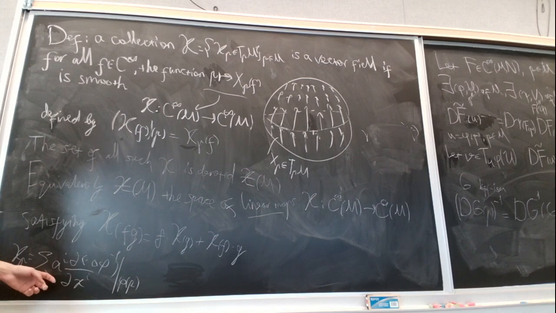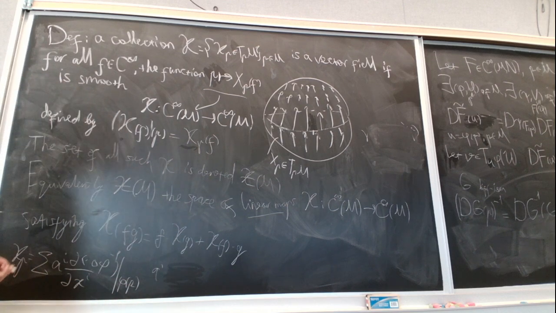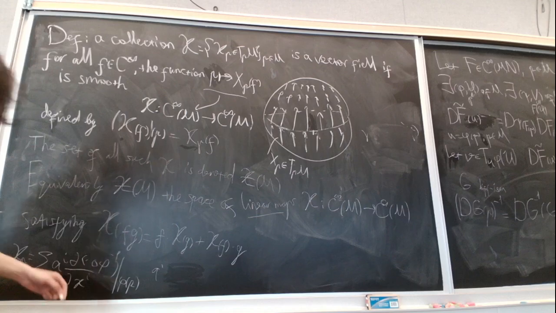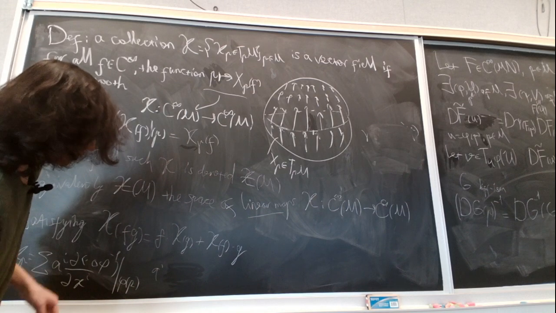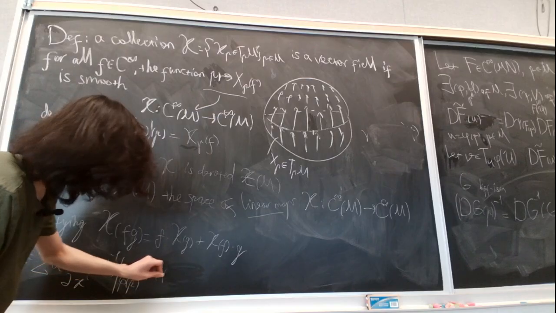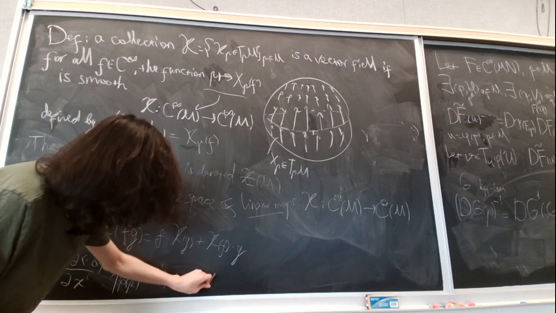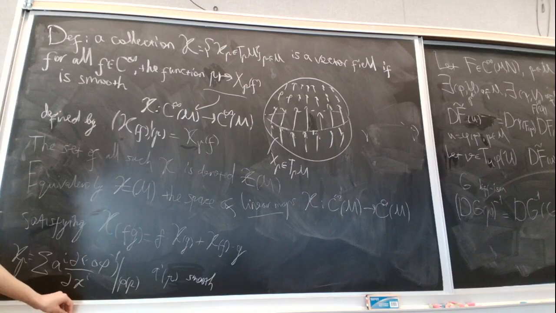So these coefficients a_i depend on p, right? They tell you the direction in which to take the derivative, and now I just let them change. So yeah, the coefficients must change smoothly with respect to the point.